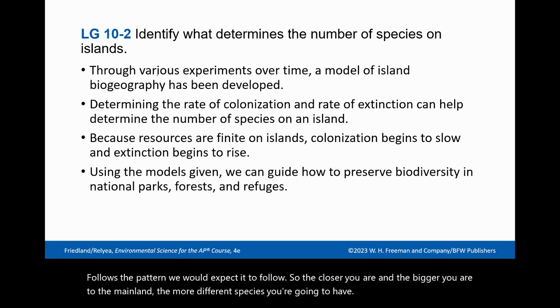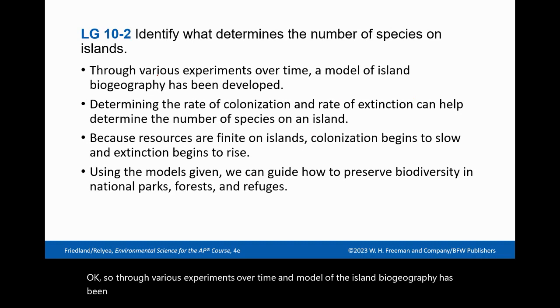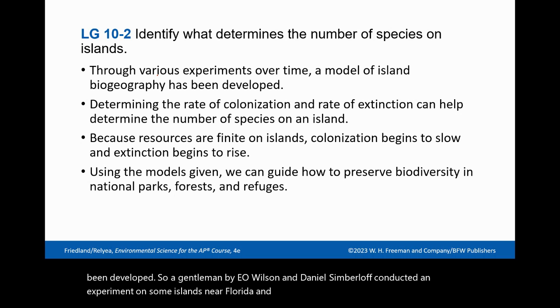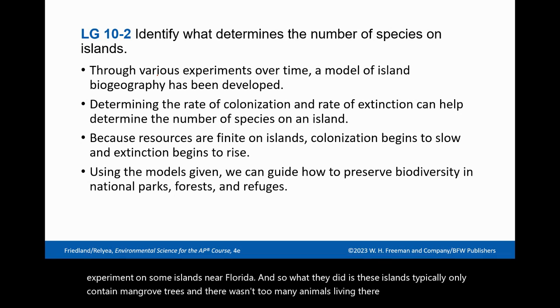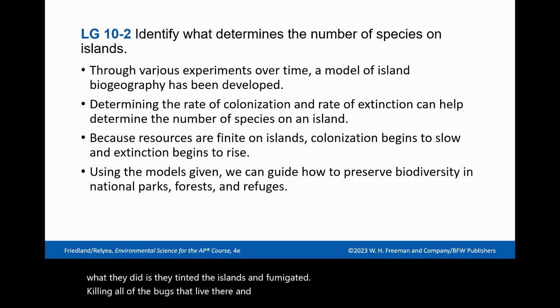Okay, so through various experiments over time, a model of the island biogeography has been developed. A gentleman by E.O. Wilson and Daniel Simberloff conducted an experiment on some islands near Florida. These islands typically only contained mangrove trees, and there wasn't too many animals living there except for bugs. So what they did is they tinted the islands and fumigated it, killing all of the bugs that live there, and then they would go back.